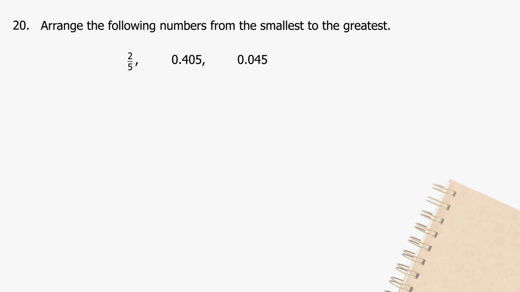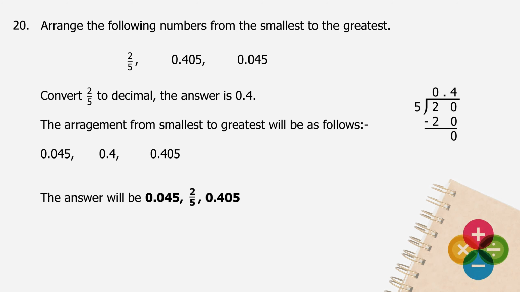Question 20. Arrange the following numbers from the smallest to the greatest. 2/5, 0.405, 0.045. Convert 2/5 to decimal. The answer is 0.4. Rearrange the numbers from smallest to greatest. The arrangement will be 0.045, 0.4, and 0.405. The answer will be 0.045, 2/5, and 0.405.